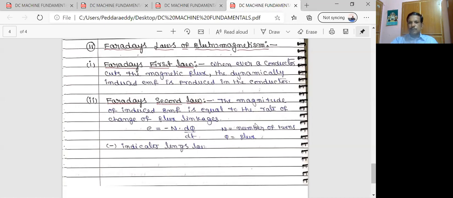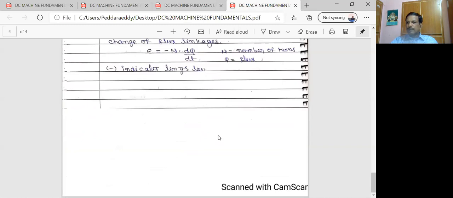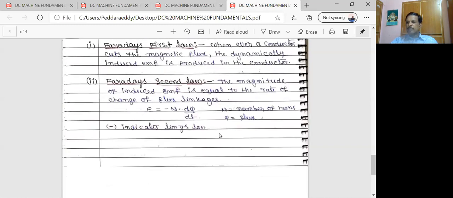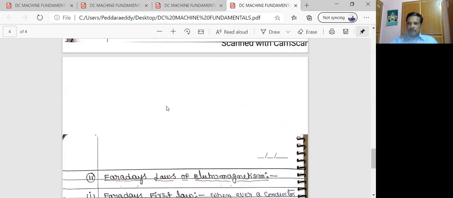So these are the fundamentals which are very, very important before going to DC machines, the DC generator and DC motor.